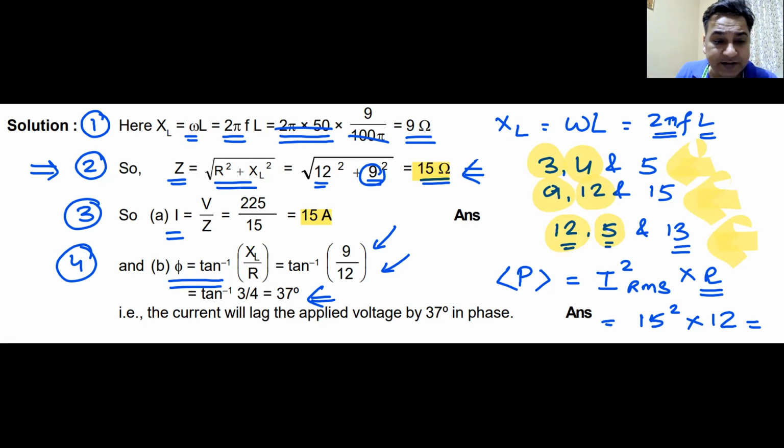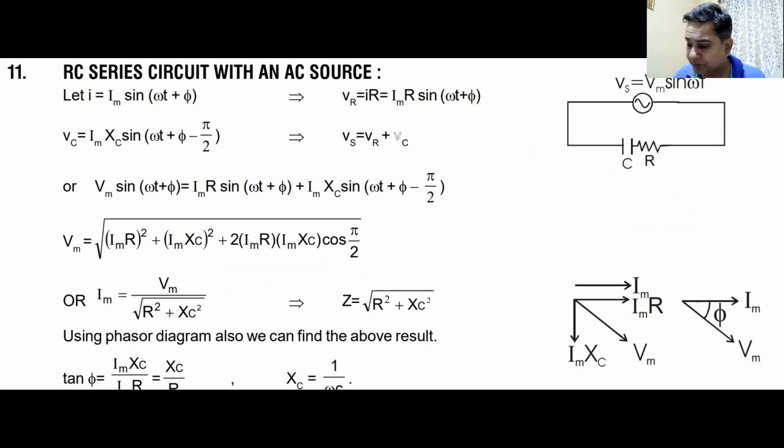Now we'll move on to the second circuit, and you don't have to write all this. What you need to write is, it is a series RC circuit, and this is the diagram that you see. Now, what you need to note down is what I'm highlighting. The value of Z is root of R square plus XC square. Previously it was XL, now it is XC.